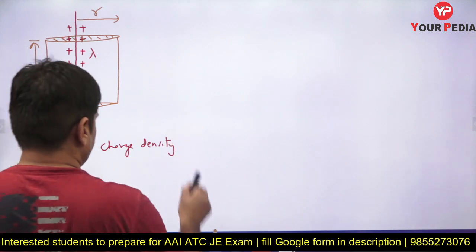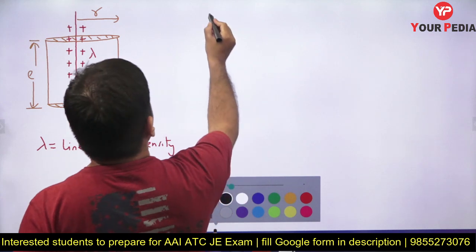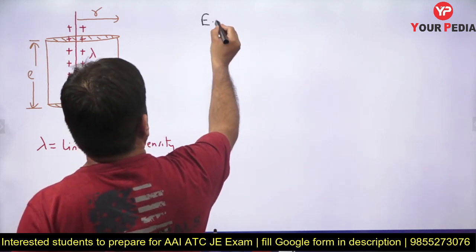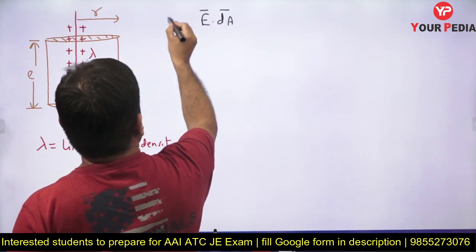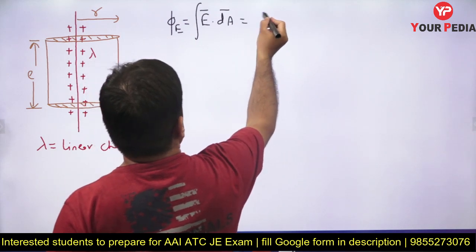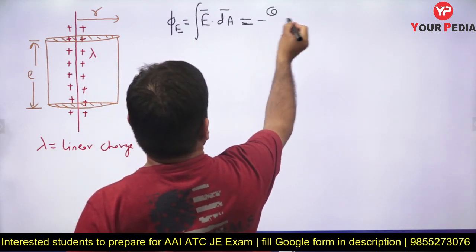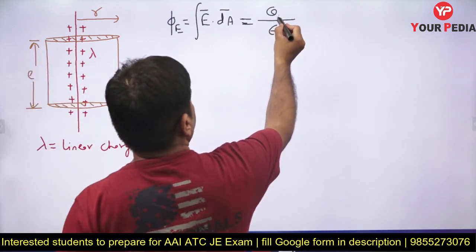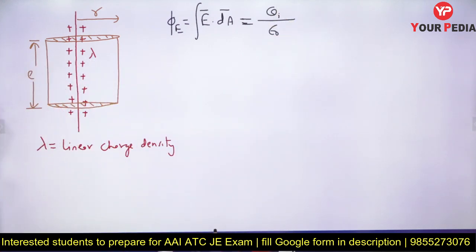Now what is the Gauss law? The Gauss law says electric flux is nothing but E dot dA, which further is equal to total charge enclosed inside, Q inside over epsilon naught. Now E and dA, electric field and area vector, the angle between these two is theta.